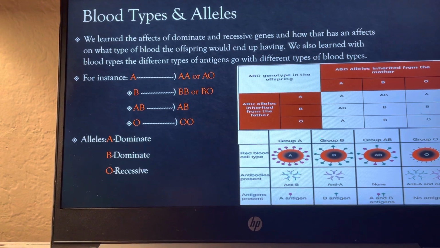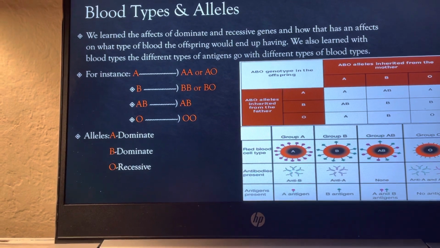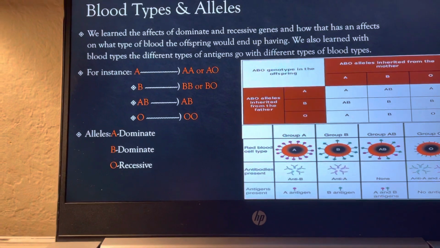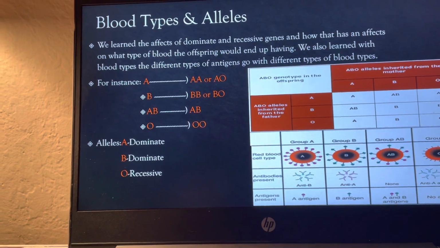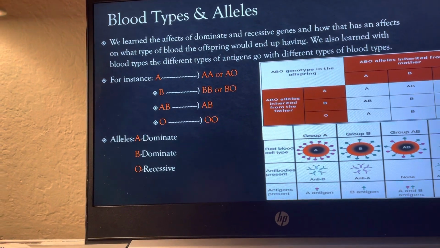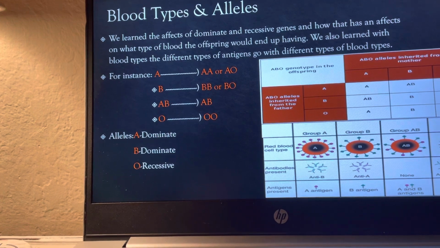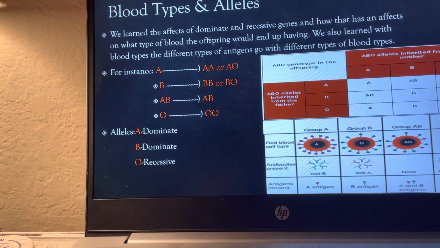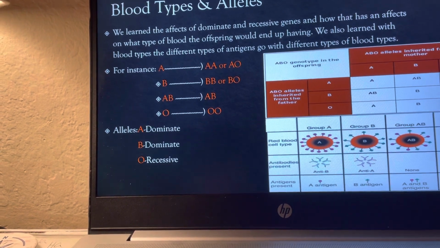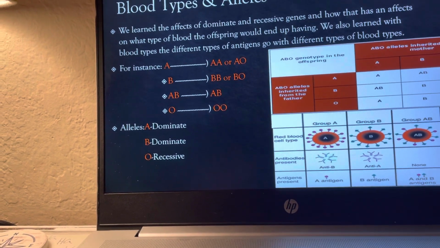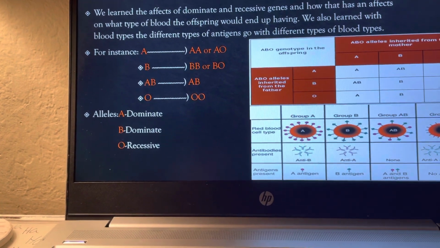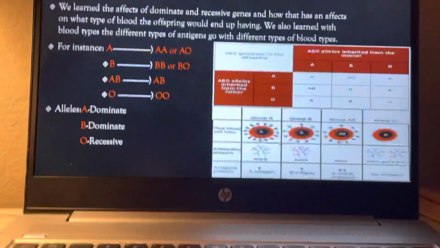We also learned with blood types the different types of antigens that go with different types of blood. For instance, A goes with AA or AO, B goes with BB or BO, AB just goes with AB, and O goes with OO. The alleles are: A is dominant, B is dominant, and O is recessive.